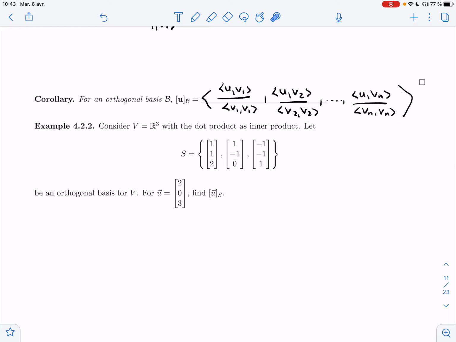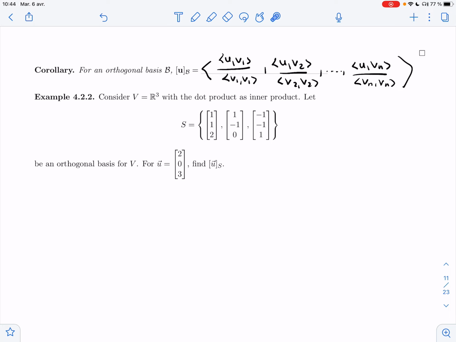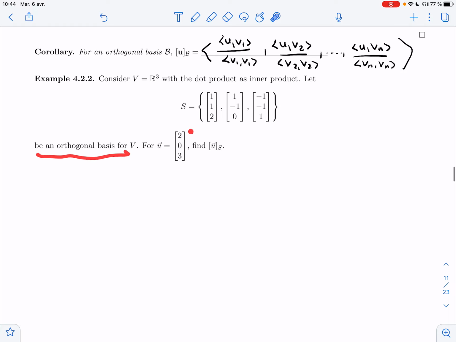All right, there's a bit of notation clash here. There are dot products, inner products, and here that's a vector. So I'll try to use vertical vectors in this section, because otherwise it's a bit of a mess. All right, for you, this vector, consider V with the dot product as inner product. I'm going to take this basis. I'm telling you it's an orthogonal basis, so you don't have to check. I have this vector here. I want to find the coordinate vector, so I'm going to use this.